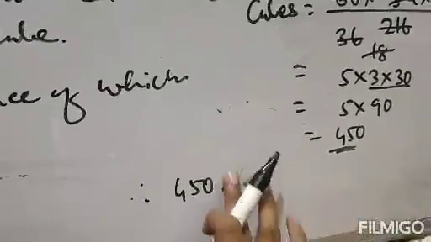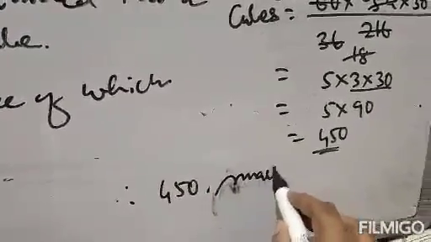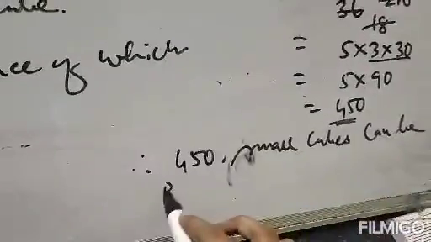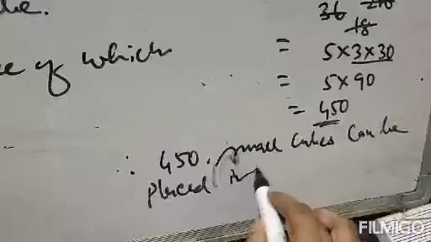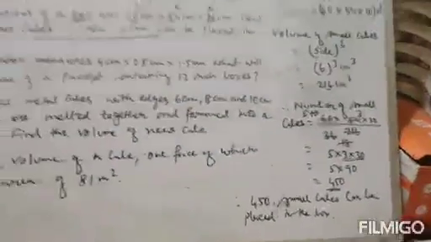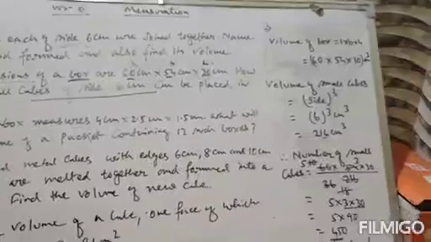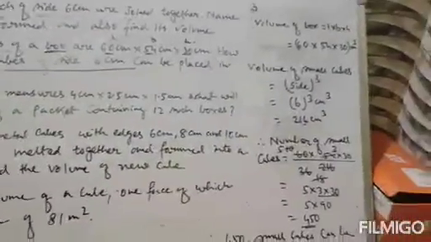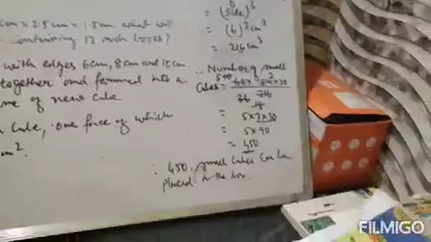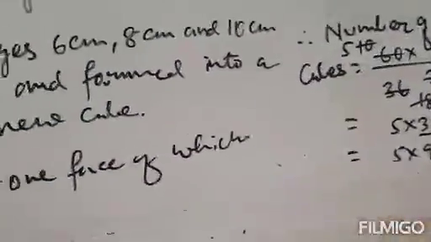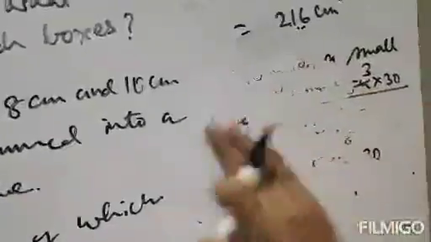450 small cubes can be placed in the box. That is your answer. 450 will be the answer. Clear? So just find first the volume of the box, then the volume of the small cubes that you are going to place inside the box. Next, divide both of them and you will get your answer. Next question.